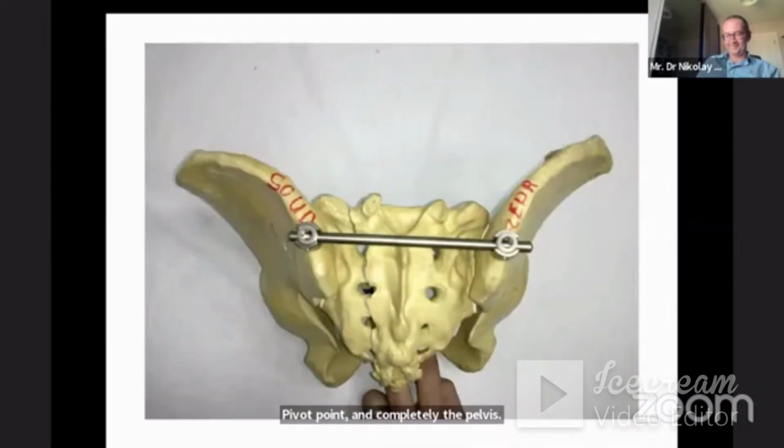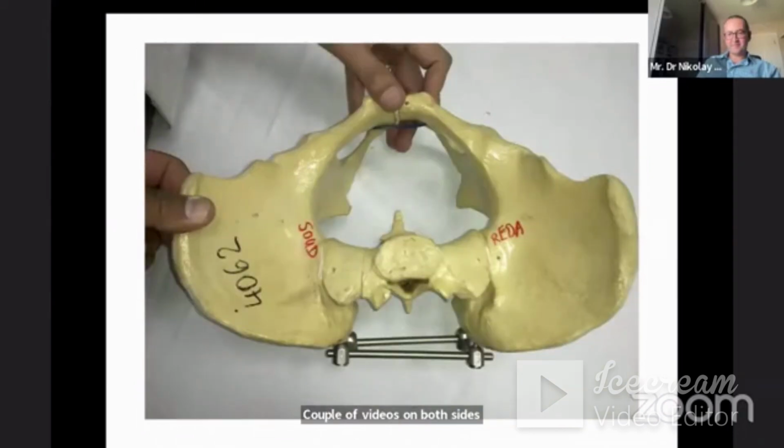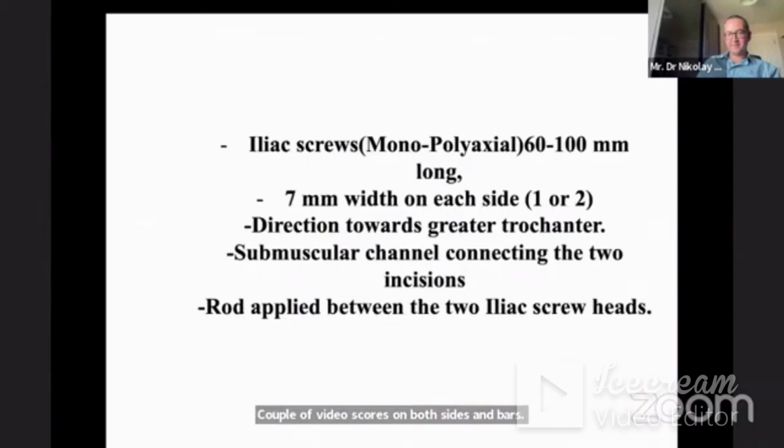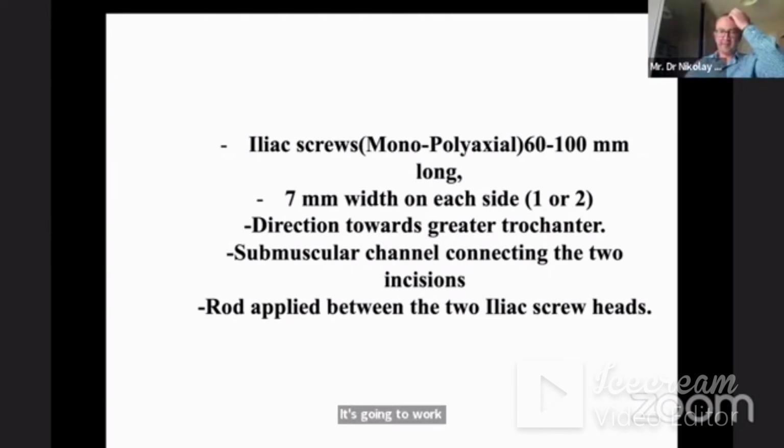This is the idea on dry bone. If you do this with a couple of iliac screws on both sides and two bars, this is the idea again. Very minimally invasive, and I called it the internal fixator because it's going to work permanently, but it is introduced in a very minimally invasive way, as if you are putting an external fixator.